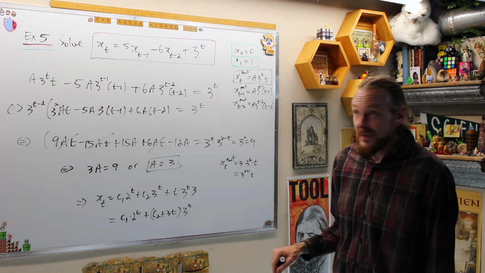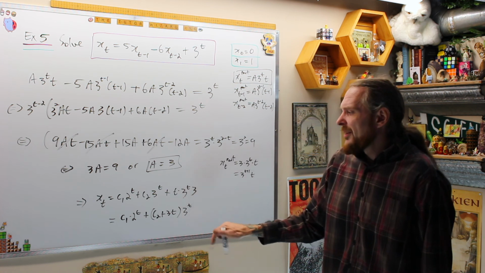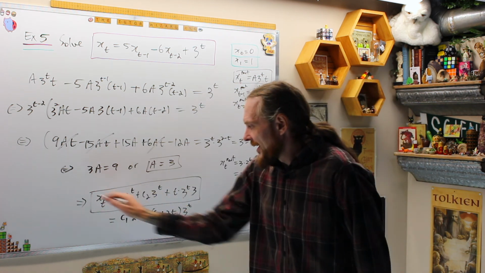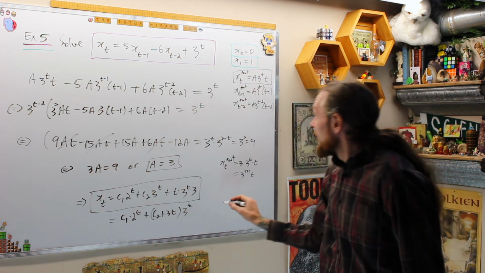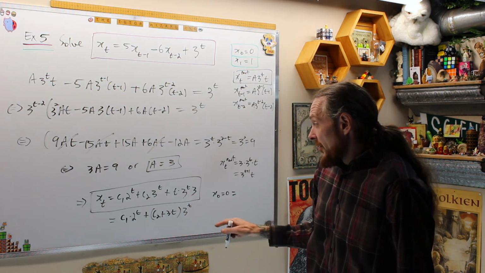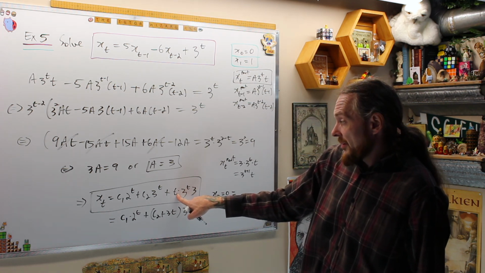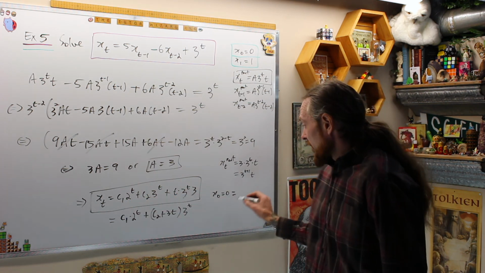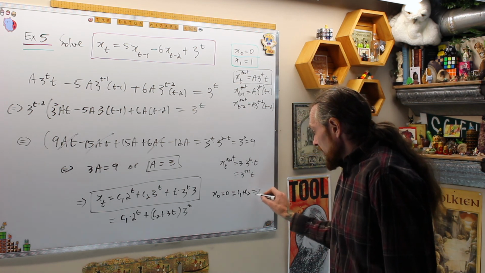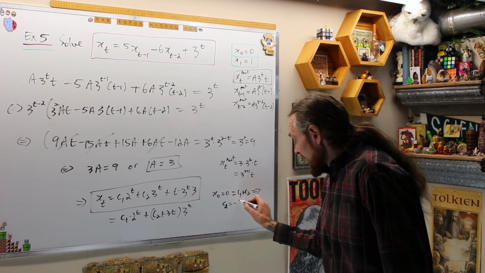Either way, what do I now have to do? Now I have to use initial conditions to find c1 and c2. Keep this one if you want. From this guy, using these initial conditions, I see that x_0 is 0, and when I put 0 in there, magically it kills this term, and then this is 1 and this is 1, so that says c1 plus c2 equals 0. That tells me that c2 is negative c1.